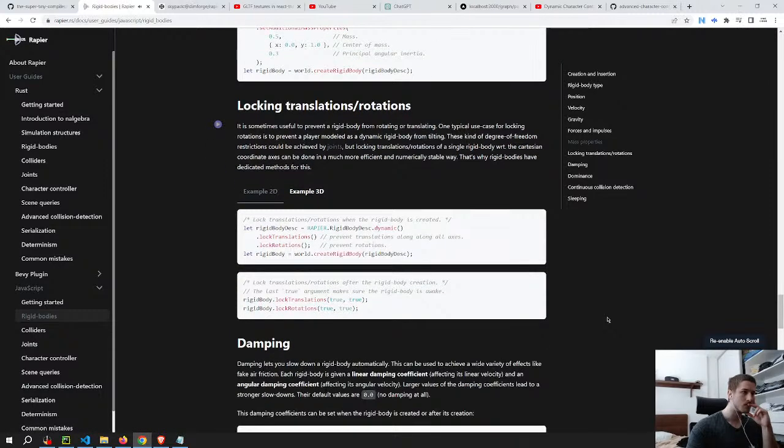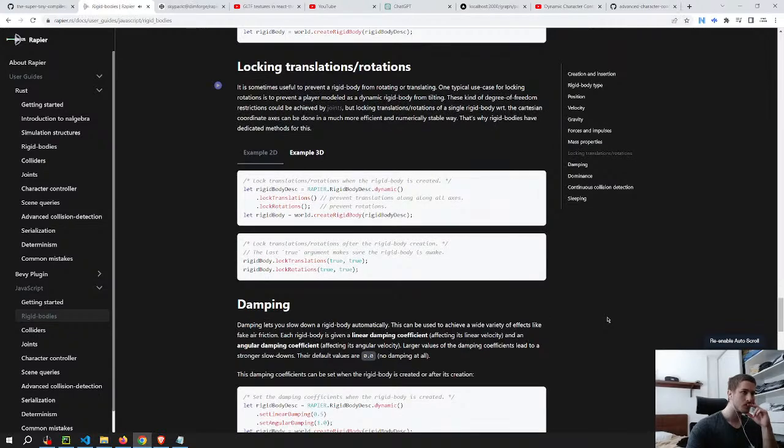Example 3D: lock translations/rotations when the rigid body is created. let rigid_body = RigidBodyBuilder::dynamic().lock_translations() to prevent translations along all axes, .lock_rotations() to prevent rotations. let rigid_body_handle = world.create_rigid_body(rigid_body). Lock translations/rotations after the rigid body creation. The last true argument makes sure the rigid body is awake: rigid_body.lock_translations(true, true); rigid_body.lock_rotations(true, true).